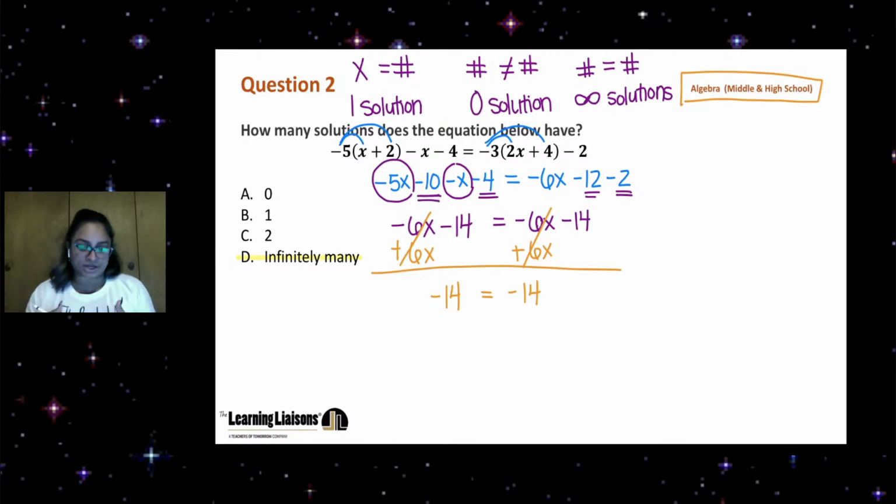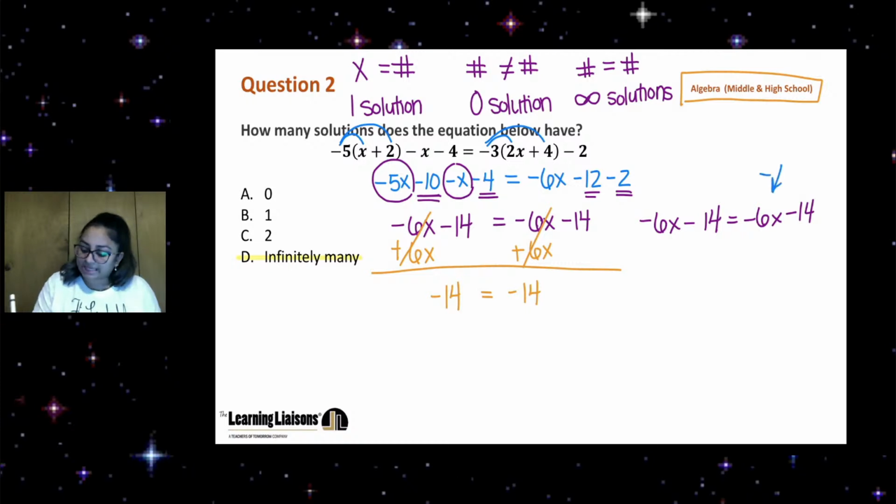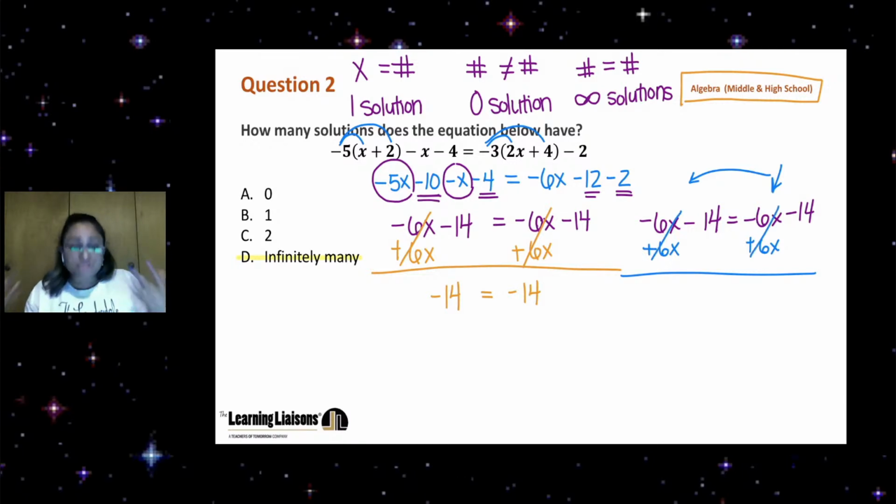So why did I stop before I got to this step? Because I noticed that they were exactly the same. So if I had moved one piece to the other side, so let's just say I decided to go the other way. Negative 6x minus 14 is equal to negative 6x minus 14. Let's just say I'm going from the right side to the left side. If I add 6x, it's the exact same thing that I just did right before. So I do have the exact same thing on both sides, which is going to give me that infinitely many solutions part here. So wham, bam, thank you, ma'am. The answer is D. So you just want to be careful.